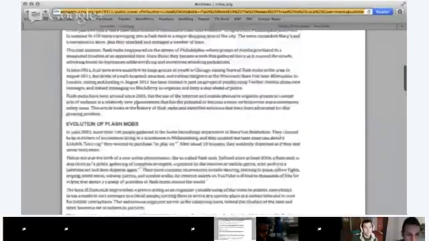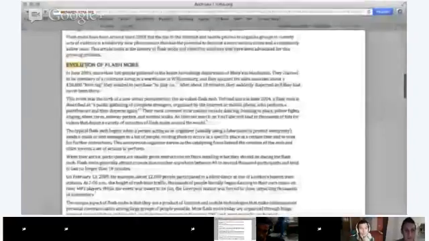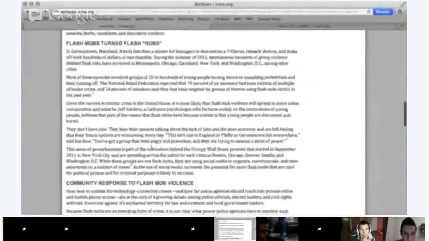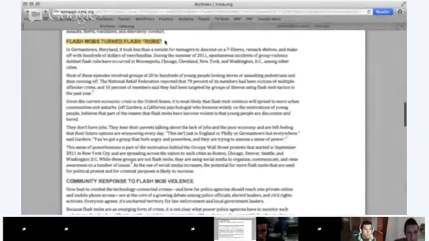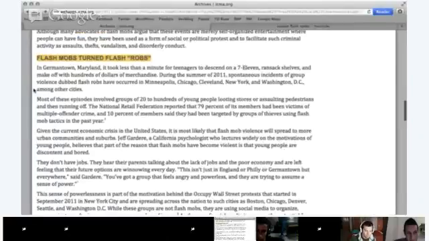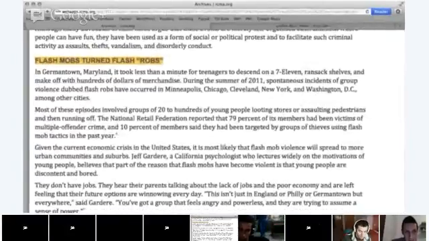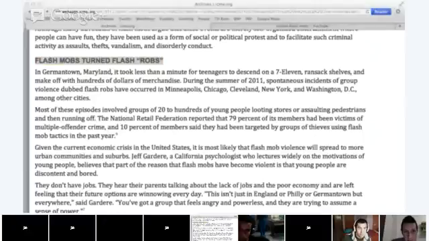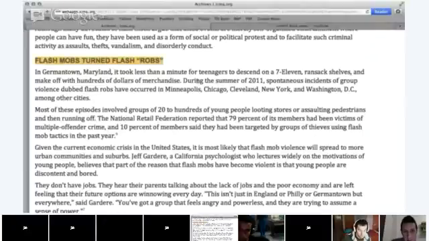Okay, then we see another subtitle, Evolution of Flash Mobs. And we're going to go down to flash mobs turned flash robs. So we should be in this section, and I'm going to zoom in so maybe you can see the words better. Okay. All right. So, flash mobs turned flash robs.